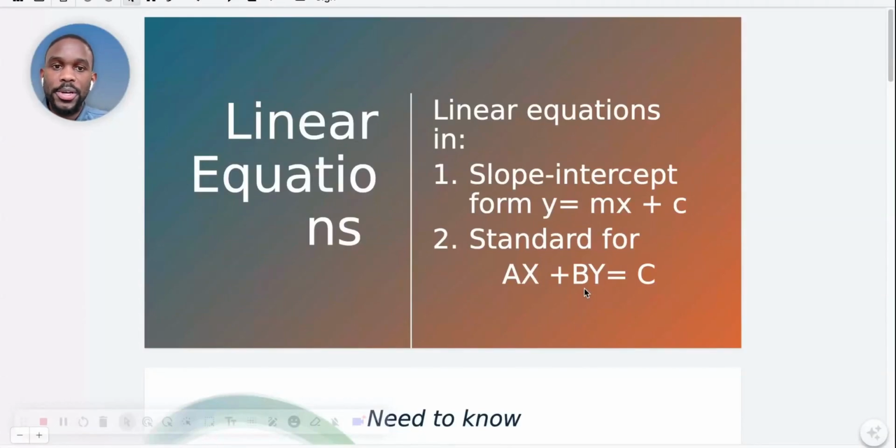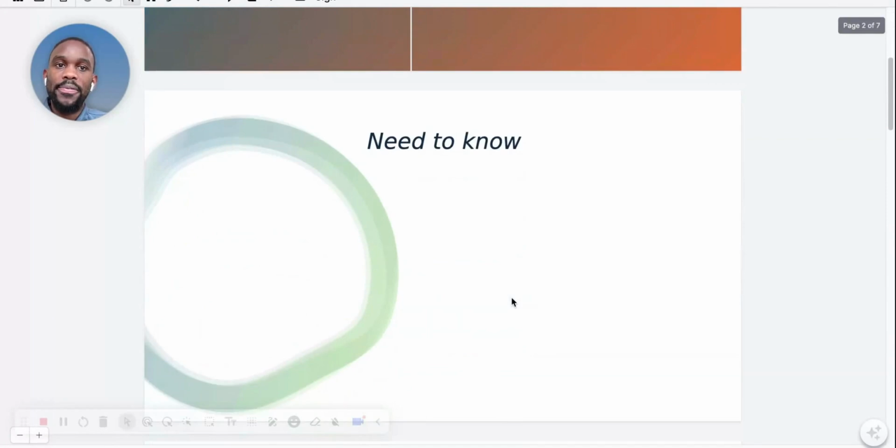Welcome to this video. We're going to be covering linear equations in two formats. We're going to look at linear equations in the slope-intercept format, which is y = mx + c. It's the most common format, really. And then we're also going to look at linear equations in the standard format, which is ax + by = c. All right, so let's start with the slope-intercept format.